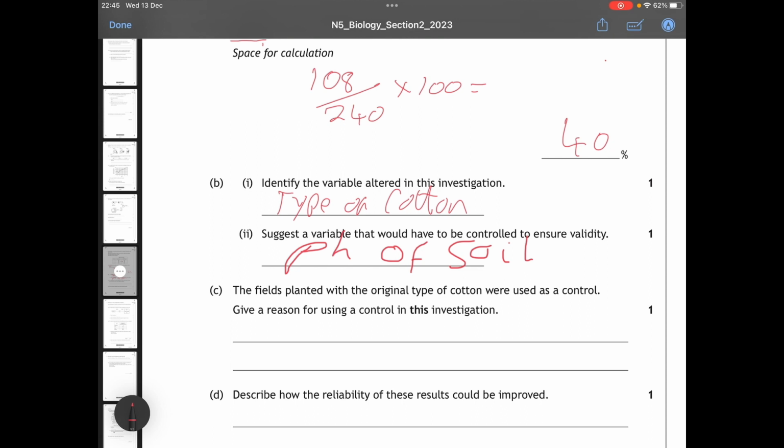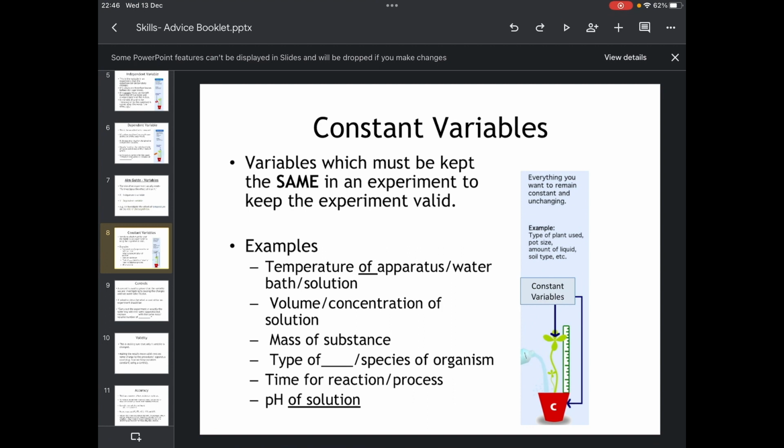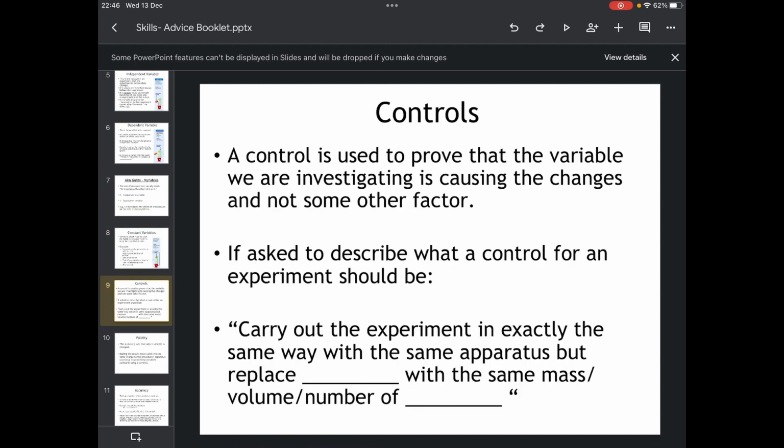So the next question talks about controls. Okay, and this one is asking us, the plant with the original type of cotton, we regard that as a control field. And controls in science are used, again, they relate to validity, they make an experiment more valid. And again, in your skills booklet, you find a section on controls. So if I go on to the very next slide, slide 9, a control is something that's used to prove the variable we're investigating, so in this case the GM crops, is causing the changes, in this case the changes in growth, and not some other factor.